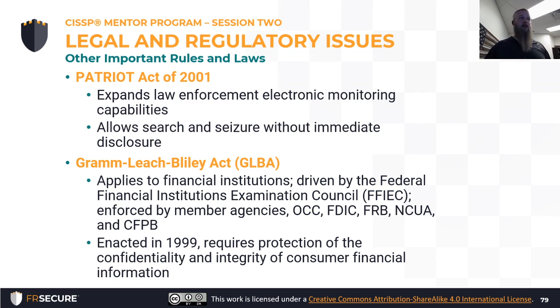GLBA applies to financial institutions. So the FFIEC, the Federal Financial Institutions Examination Council. If you just remember FFIEC, you're fine with that. But then there are member agencies under that umbrella: the OCC, the Office of the Comptroller of the Currency, the FDIC, the Federal Deposit Insurance Corporation, the Federal Reserve Board, the National Credit Union Administration, and on and on. I don't even know what CFPB is, but you don't need to know that. Just know that GLBA applies to financial institutions. You might want to know that it was enacted in 1999, so it's also been around for a while.